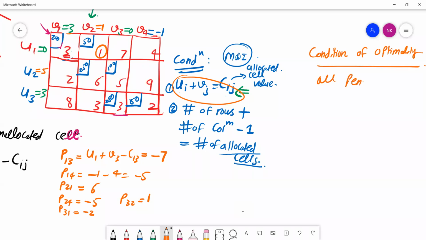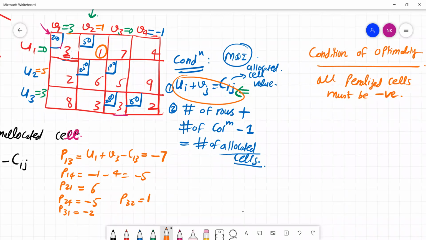All penalized cells must be negative. Over here, which is the penalized cell which is not negative? There are two cells which are not negative, P21 and P32. If they are not negative, then the condition of optimality is not fulfilled. Negative or zero.